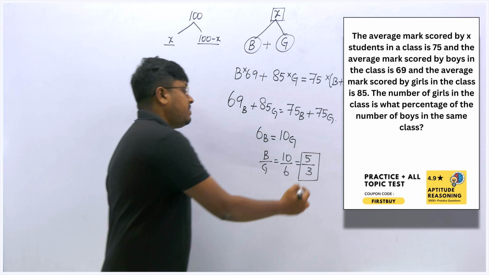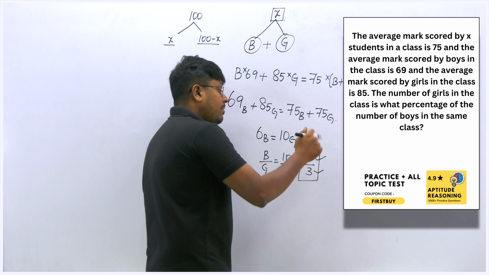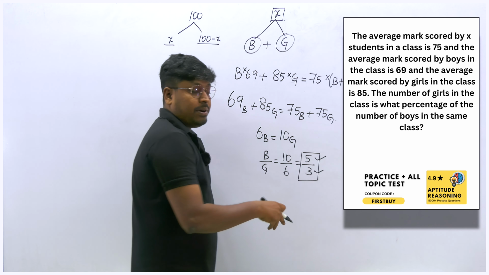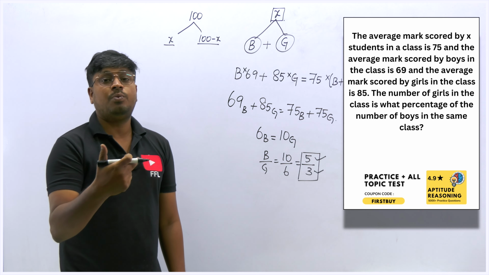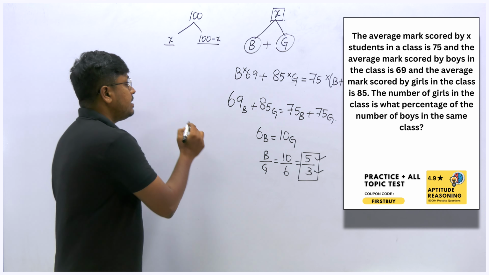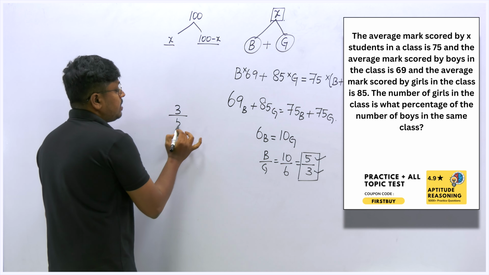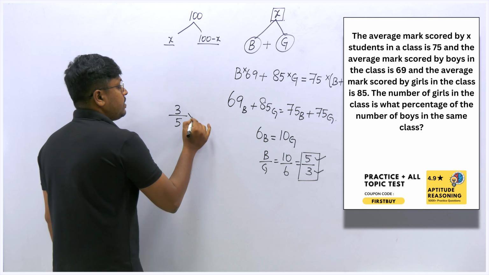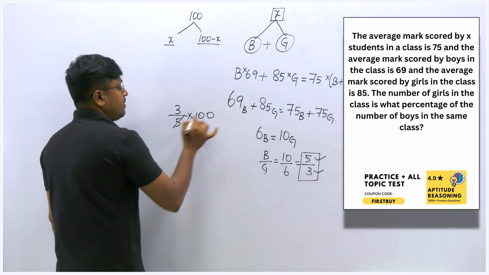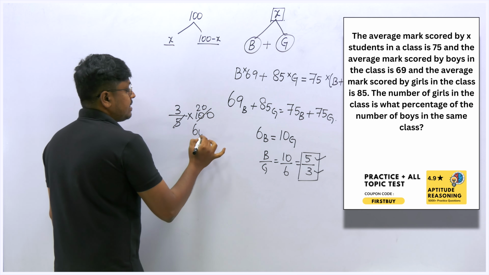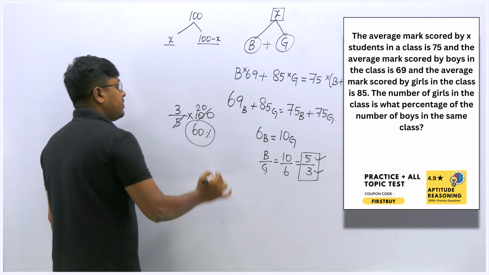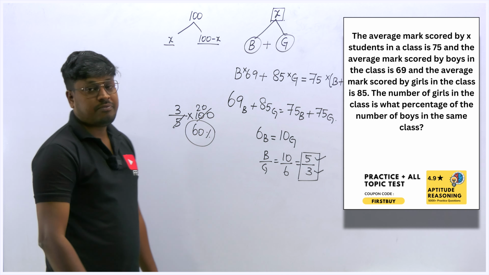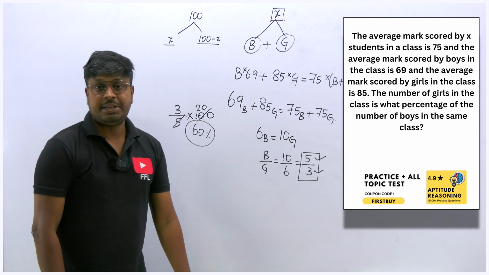So boys is 5, girls is 3. Now our target is not to find this value. Our target is to find X is what percentage of Y, that means girls is what percentage of the total number of boys. So girls will be 3, boys will be 5, into 100. So the resultant will be 60 percent. So the total number of girls is 60 percent of the total number of boys.